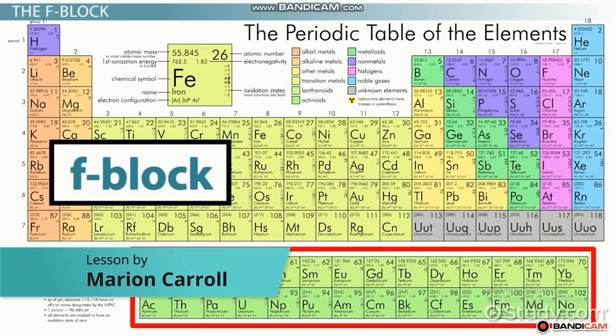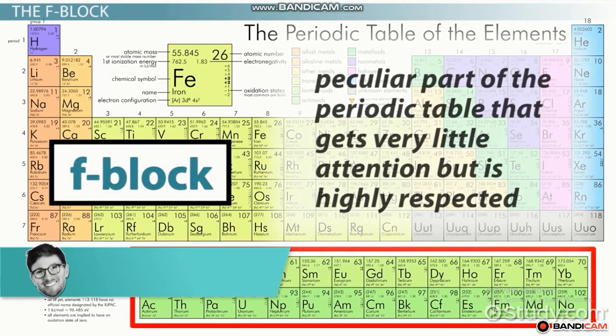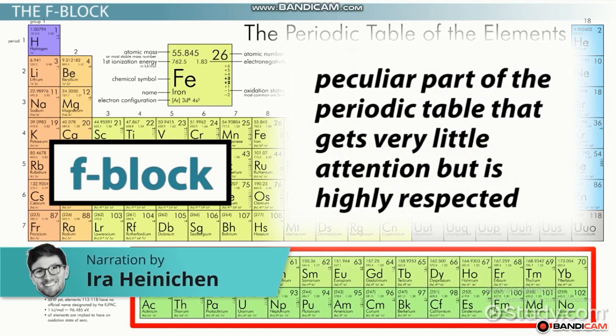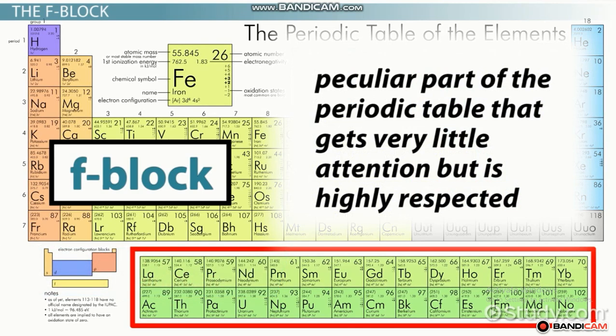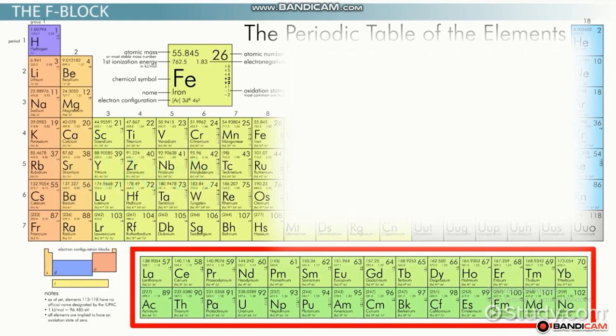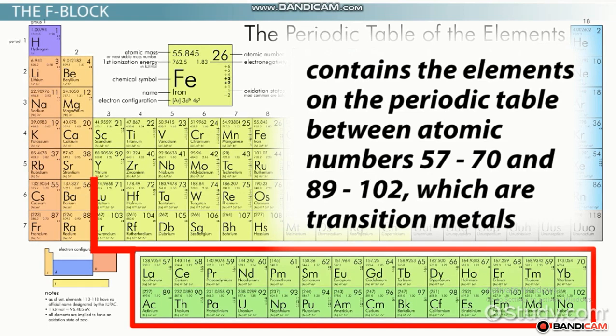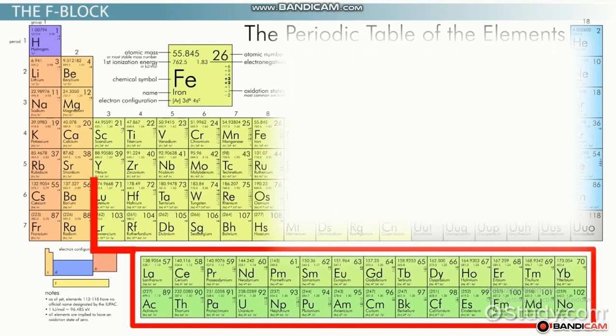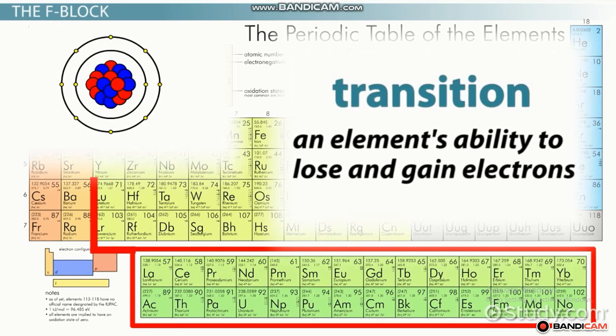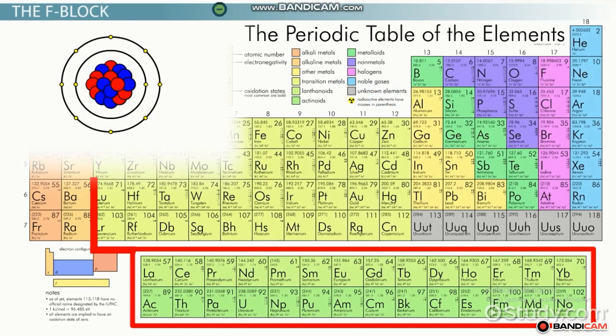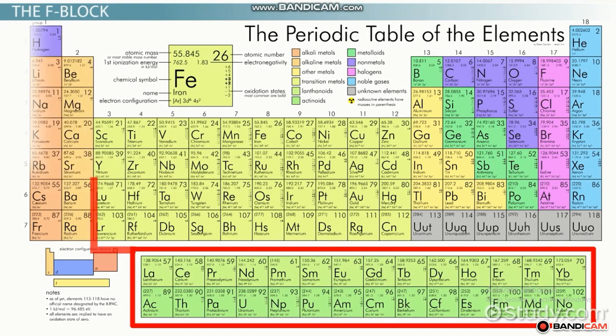The F block, or F subshell, is a peculiar part of the periodic table that gets very little attention, but is highly respected. It contains the elements on the periodic table between atomic numbers 57 to 70 and 89 to 102, which are transition metals. Transition refers to an element's ability to lose and gain electrons. Most elements in the periodic table can do this, but not as readily as the transition metals.